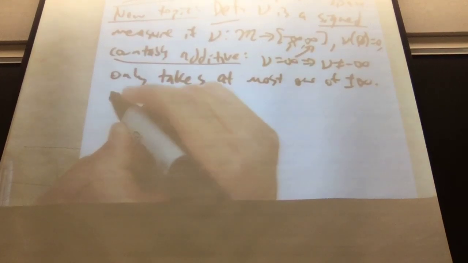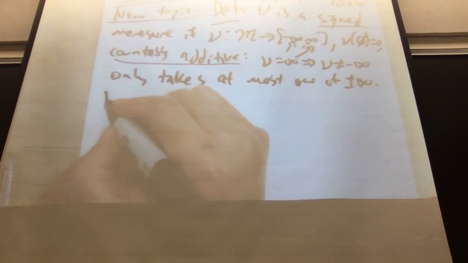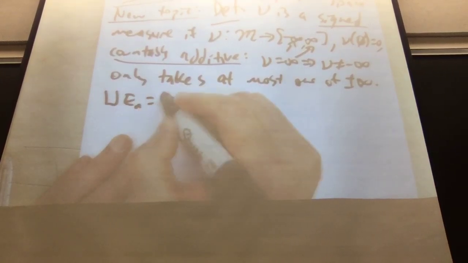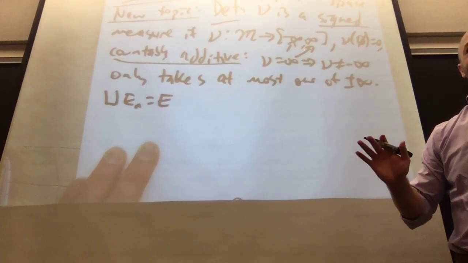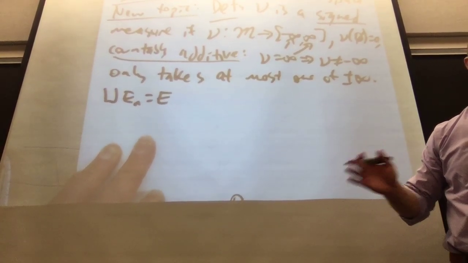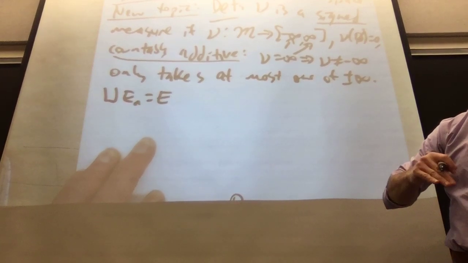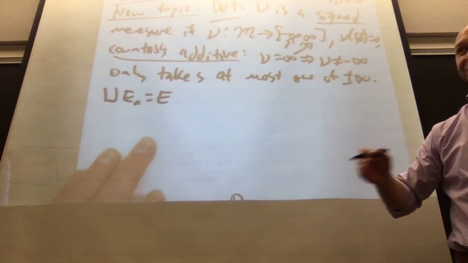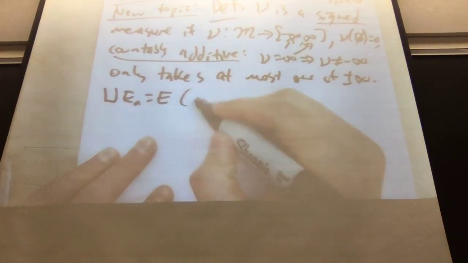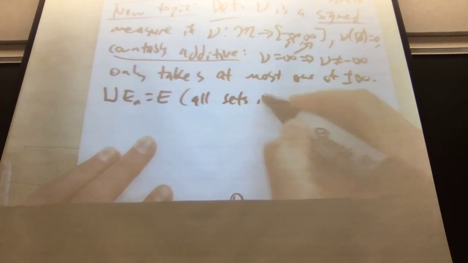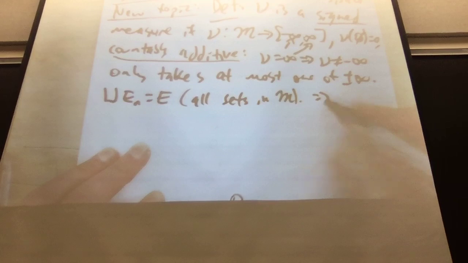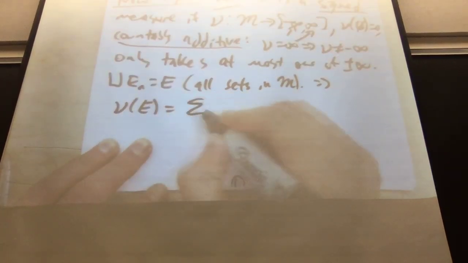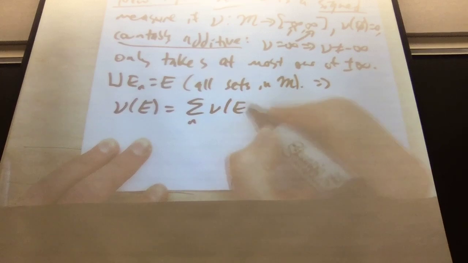And then countably additive: if I have some disjoint sets E_n whose union is E, any set that I write from now on is measurable. We're not dealing with unmeasurable sets. So I'm not going to say 1,000 times where the E_n are measurable and their disjoint union is a measurable set E. All sets that appear are measurable. Then nu of E should be the sum of nu of the E_n.